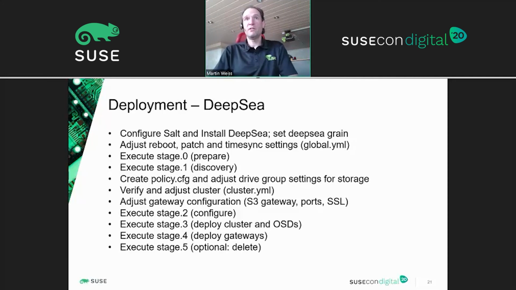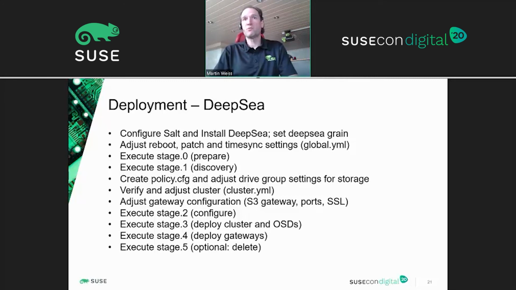After that, we use the DeepSea framework that we have built to deploy SUSE Enterprise Storage. Basically, that means on the admin server, we install and configure Salt. Then we install DeepSea and set the DeepSea grain, which basically just tags the servers that we want to manage with DeepSea. We can then configure DeepSea, basically how it should control the reboot behavior during patch, and what time synchronization settings it should distribute. Please, please, please never leave the default, which would configure the admin server as the time source, and that would be a single point of failure.